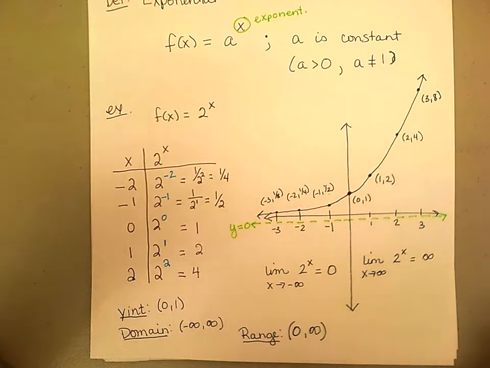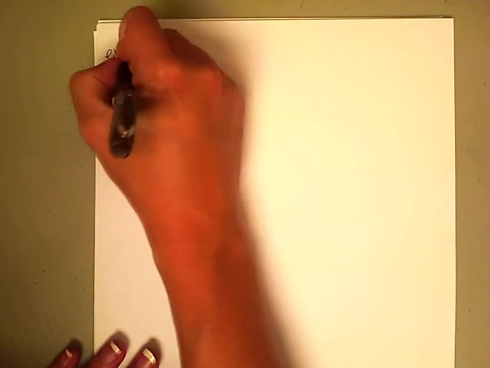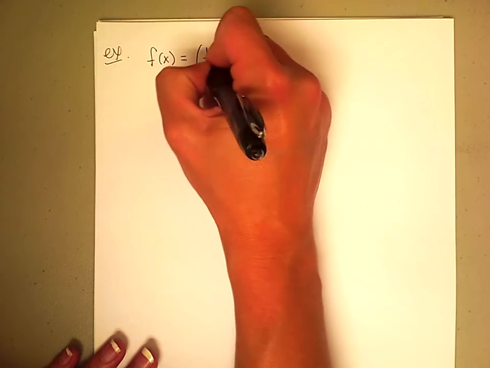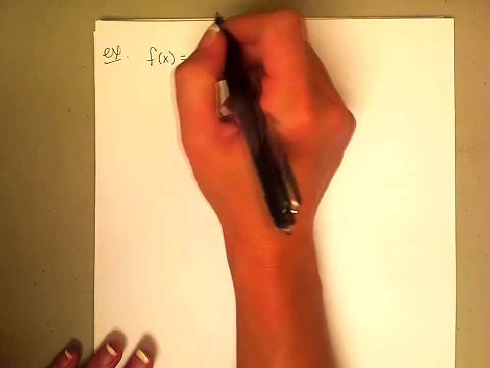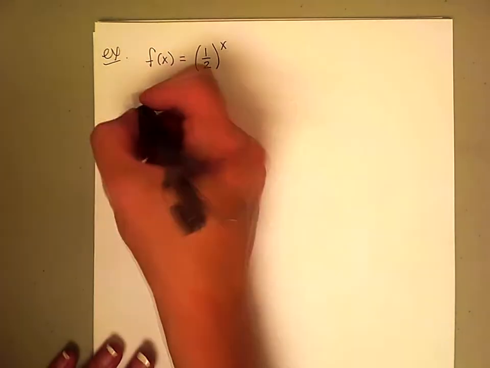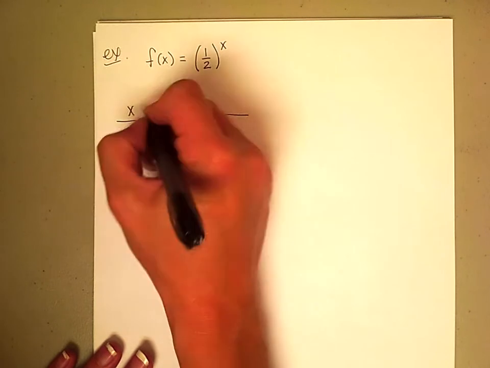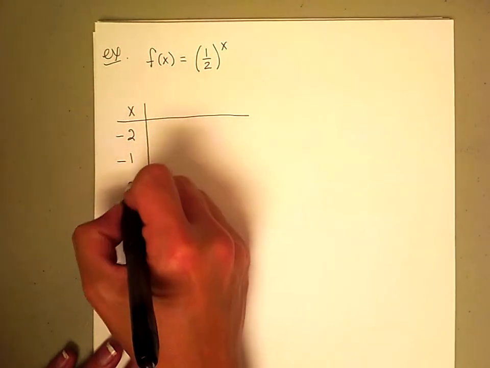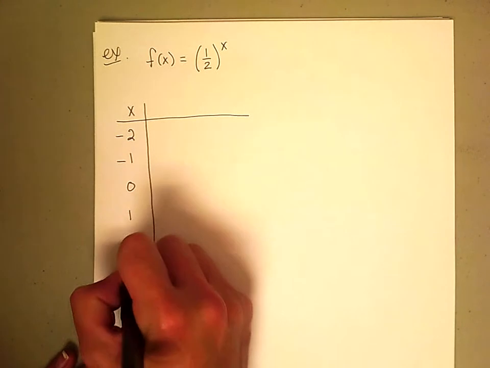Okay, let's try another one. Let's do f of x is equal to (1/2) to the x. Again, let's make a table of values, from -2, -1, 0, 1, and 2.